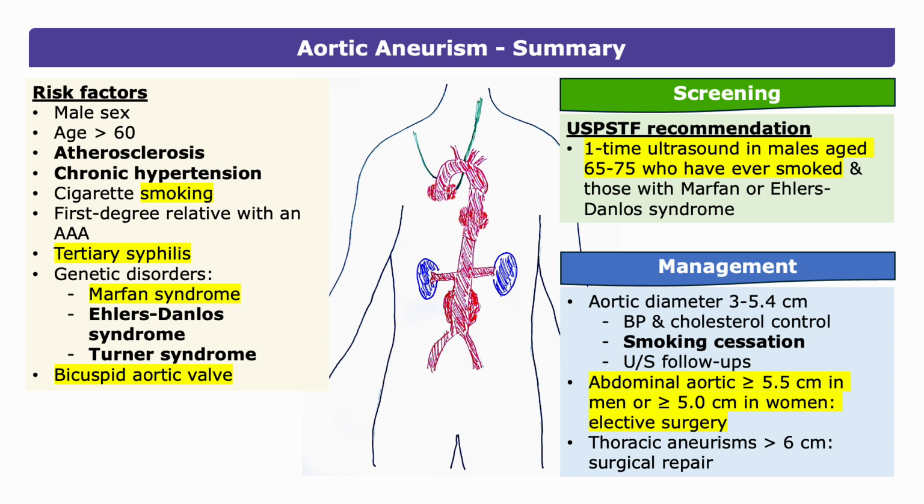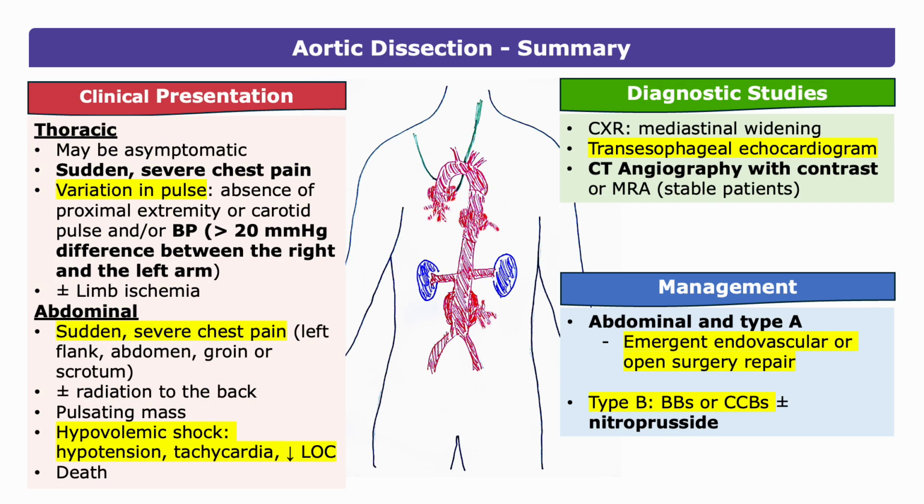But if the aneurysm is more than 5.5 centimeters in males or more than 5 centimeters in females, then at that point we can opt for an elective surgery. Anything bigger than that is going to need a surgical repair. For aortic dissections, remember that they are usually going to be presenting with sudden severe chest pain, abdominal pain, radiating to the back, to the flank, to the groin, to the scrotum. It can be radiating pretty much anywhere.